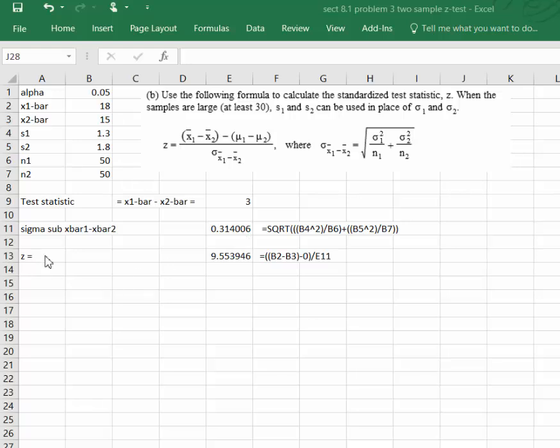Then we solve for the standardized z. And that's this equation here where we've already solved for this. And so that makes the Excel formula a lot simpler. It's just, again, our test statistic, B1 minus B2 minus 0 there, and divided by the value that we got for our sigma pooled. And that is a 9.533.